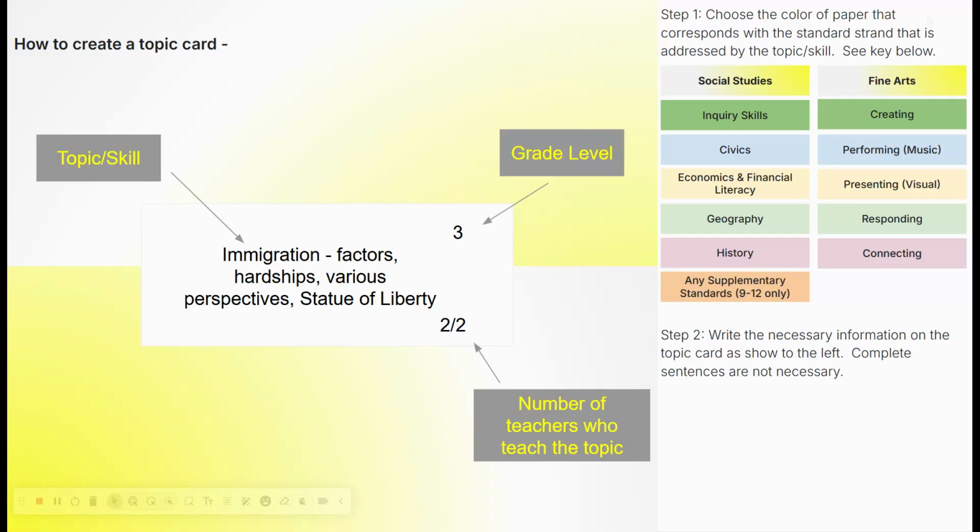Why do we have 3 teachers teaching it and not all 5? Those are all conversational pieces that we will have later. So it's important that we have that information and that we are honest about that information.